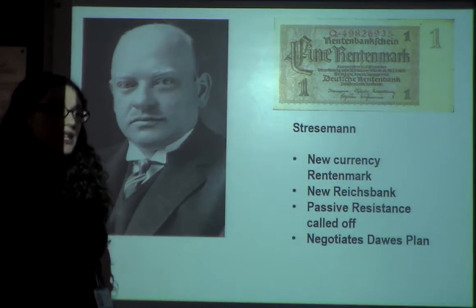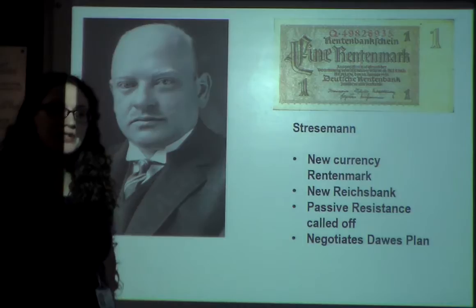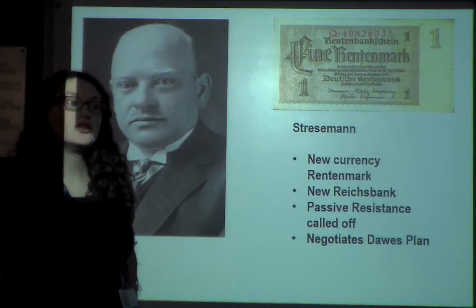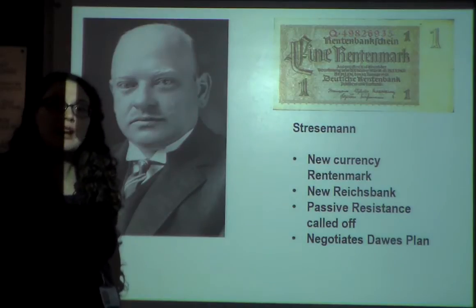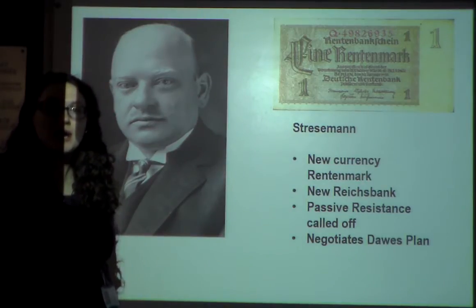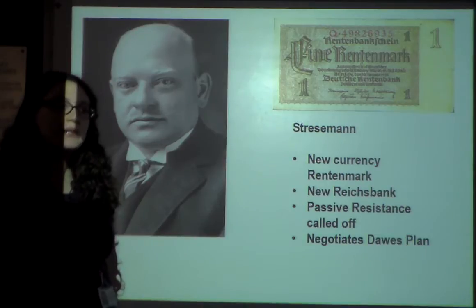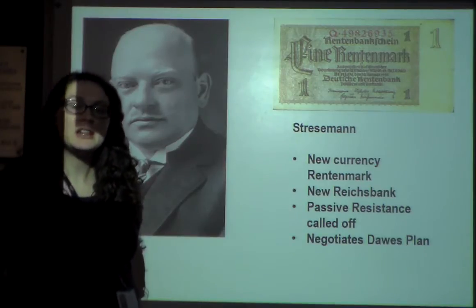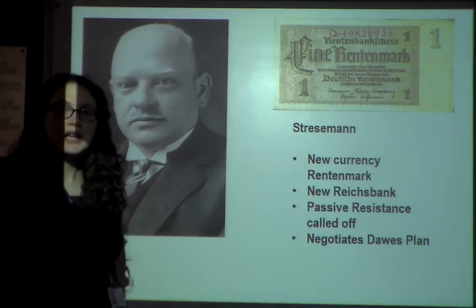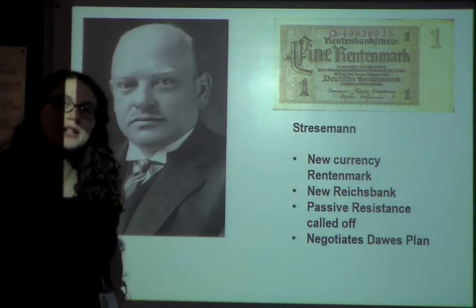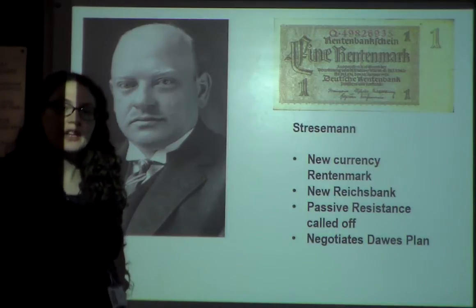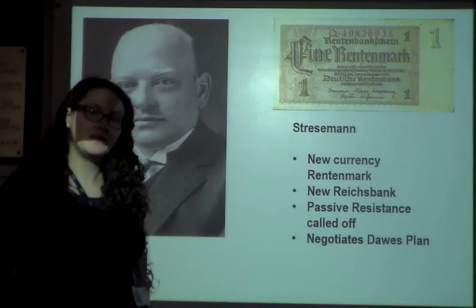The first thing he did was recall the old currency, destroy it and introduce a new currency. This new currency was called the Rentenmark, and this began to stabilise prices. As stability began to return, confidence would return in the currency. He put in charge a new Reichsbank to control that currency, which further ensured stability.